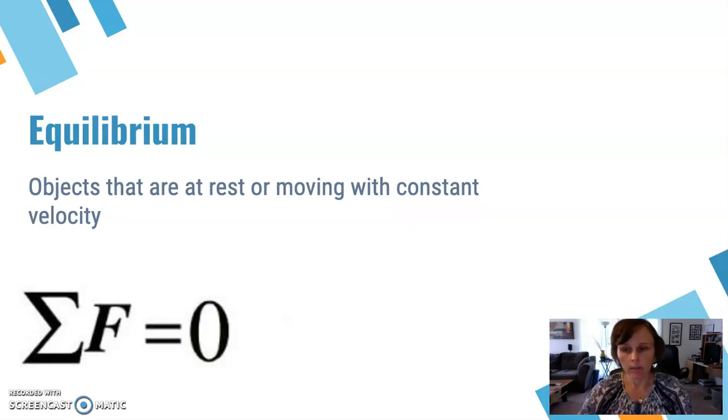A system is in equilibrium when all the elements of the system are at rest, which means they're not moving, or they're moving with constant velocity. If this is true, the sum of all the forces on the system should be equal to 0. This is the sigma sign, which means summation.